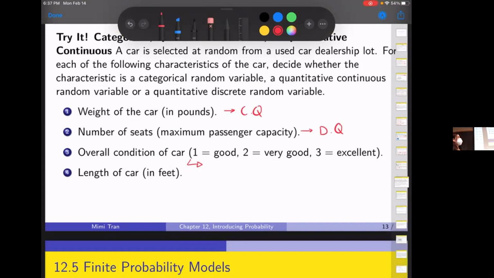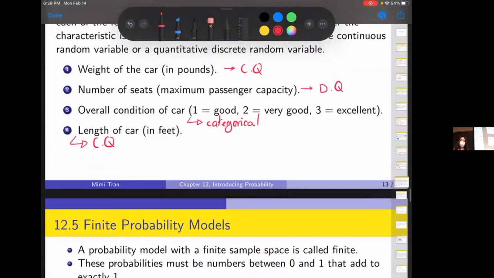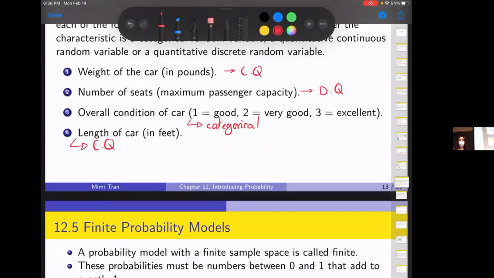Condition of the car, 1, 2, 3 is just assigning numbers. So categorical, right? Categorical. And length of the car? Remember, what is continuous? Discrete only takes counts. Continuous means you can take any values between the numbers, including decimals. So length of a car, yeah, continuous, right? It can take decimals. All right, so on the exam, I will give you something like this and you tell me which is which, very similar.